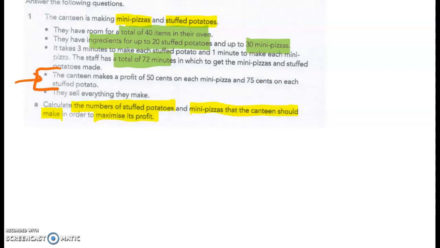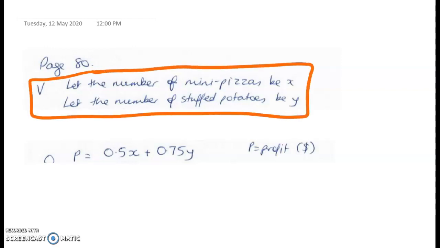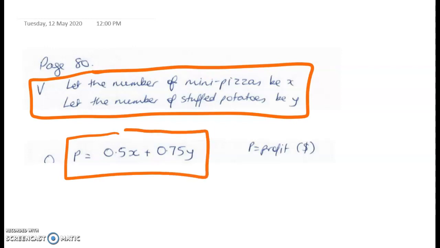So let's quickly start by doing the variables. Let the number of mini pizzas be x and let the number of stuffed potatoes be y. I've had quite a few questions from people about this, and it doesn't matter which one you pick, right? But I always pick whatever's first as the x, and whatever goes second in the words as the y. The profit function I've written as 0.5x plus 0.75y.